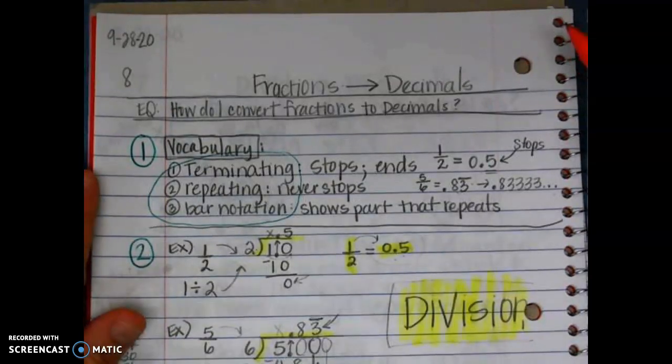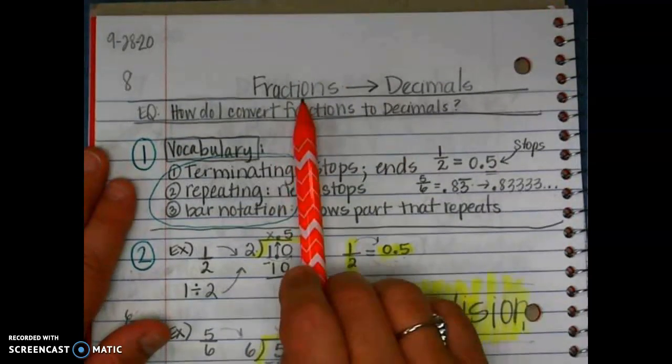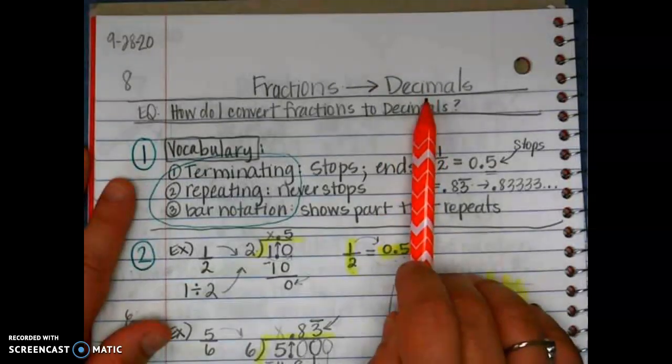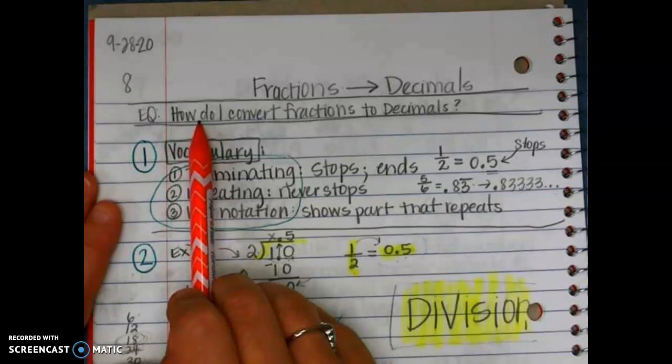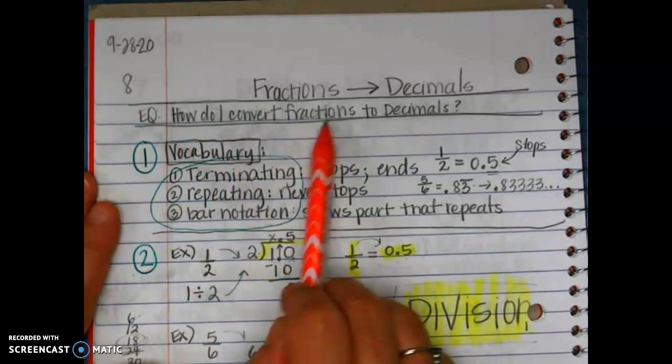Hi guys, welcome to a quick review on how to make fractions into decimals, and we're going to study our Cornell notes. The question is, how do I convert a fraction to a decimal?